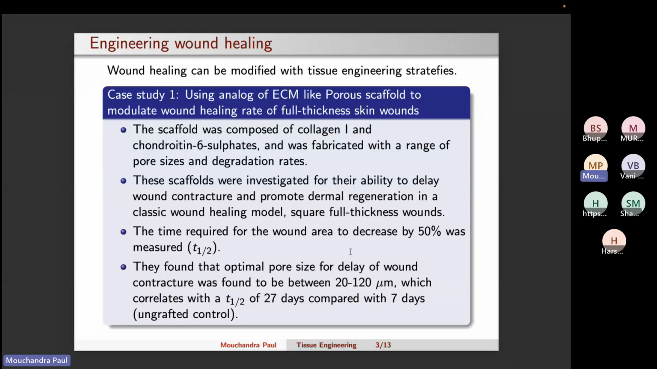So they measured the time required for the wound area to decrease by 50%. This is the half life, you can say wound half life, t half. So they measured this value.